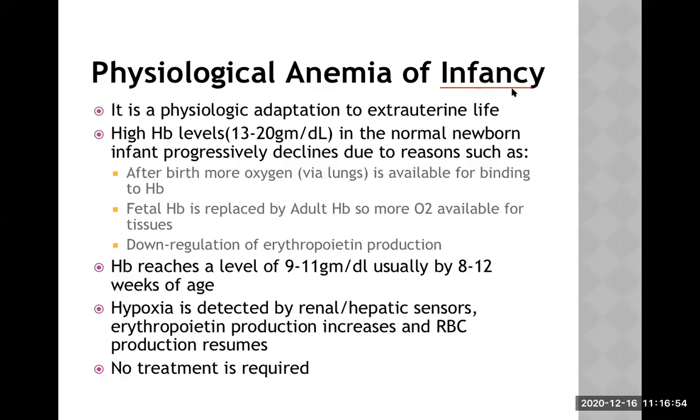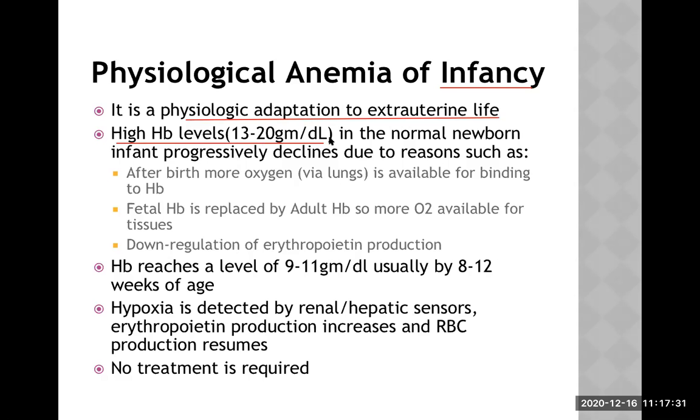Now see that. Usually these small babies are having anemia, and that is called physiological anemia of infancy. Now, what is the mechanism for that, and what is the time when they develop this physiological anemia? Let's talk about it. It is a physiological adaptation to extrauterine life. After the birth of the baby, they have to adapt to that extrauterine life, and this is one of the adaptation mechanisms. Now see here, there is a very high hemoglobin level, around 13 to 20 gram per deciliter.